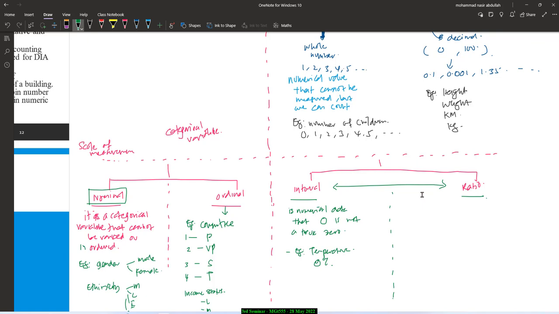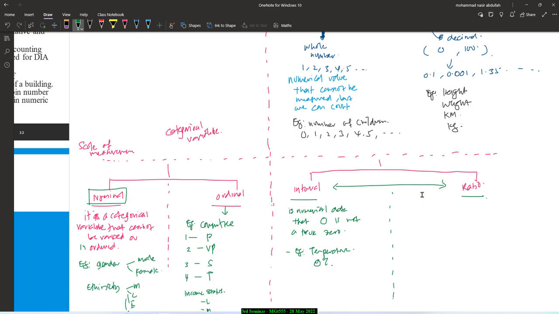And the distance between these numerical values is not a true distance, right? It means, is 20 degrees Celsius twice as hot as 10 degrees Celsius? We cannot tell, right? So it's not a true distance, right? It cannot calculate the difference of the distance.